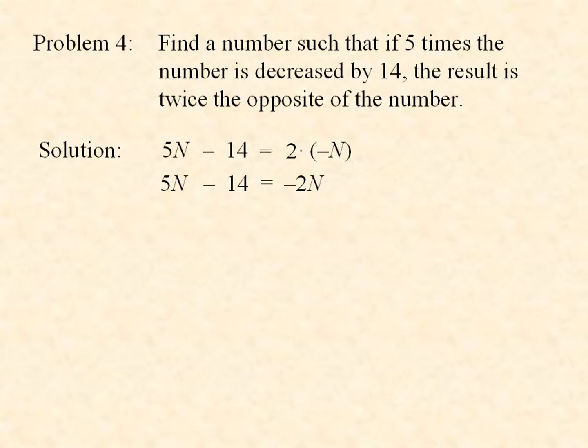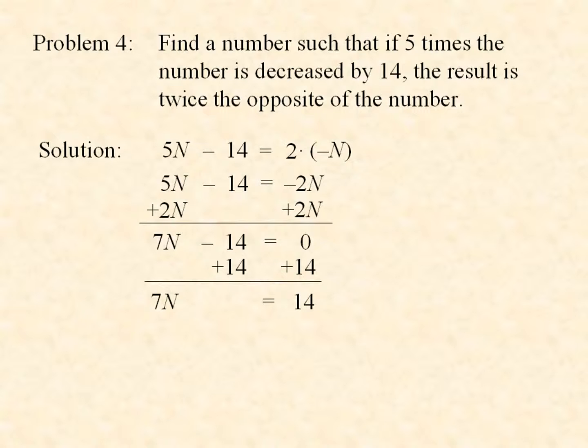Now we need to get n by itself on one side. It's on both sides. Let's get rid of the negative 2n. We will add positive 2n to both sides of the equation. And that leaves us 7n minus 14 equals 0. Then we can add 14 to both sides. And that leaves us 7n equals 14. Divide by 7. And we're left with n equals 2.